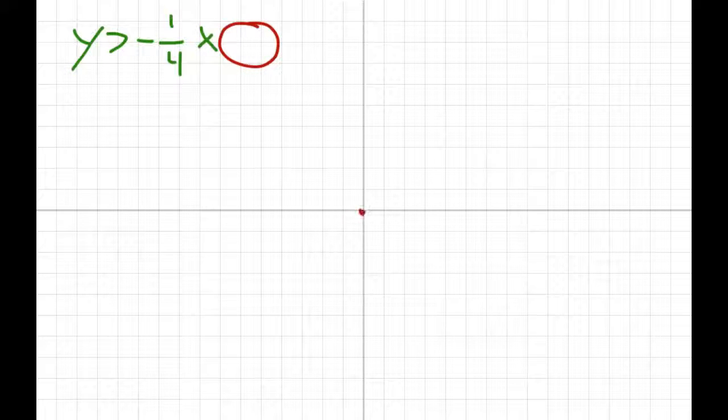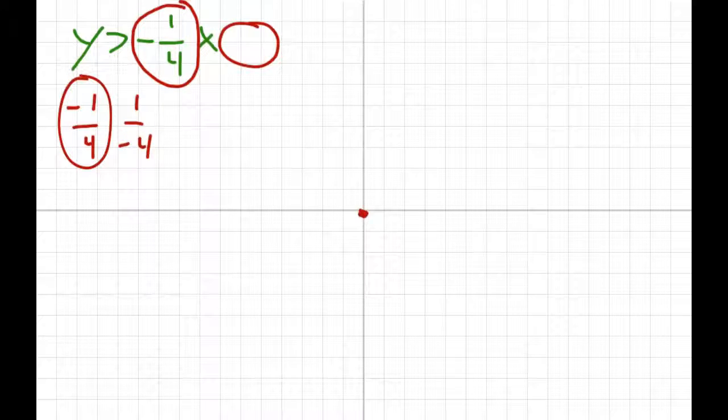Let's do y is greater than negative 1/4 x. Well, let's do that. Y is greater than negative 1/4 x. So my y-intercept is 0. That's my origin. My slope is negative 1/4. So I can either put negative 1/4 or I can do positive 1/4. I'm going to choose this.